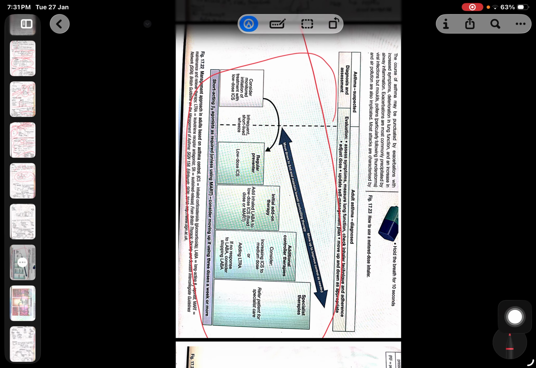Again, you have to diagnose the asthma. Then you start with low dose ICS. Then you add LABA with low dose ICS. Then you can consider increasing the ICS because it's an inflammatory condition. So ICS is the mainstay. Then if it's refractory, you can consider referring.